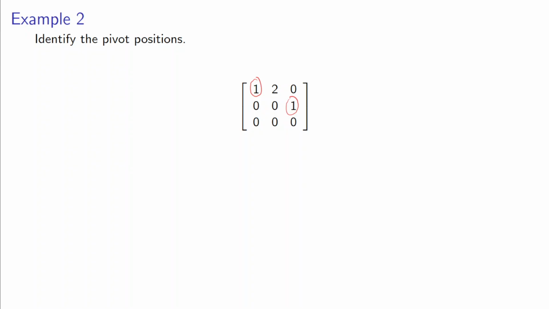Let's look at one more example here. Here again, we have a matrix in reduced echelon form, and so we can identify those pivot positions by the locations of those leading ones. And again, you can see each of those leading ones is the only leading one, of course, in its row, but also, the zeros above and below it tell us that we can only have one leading one in each column as well.